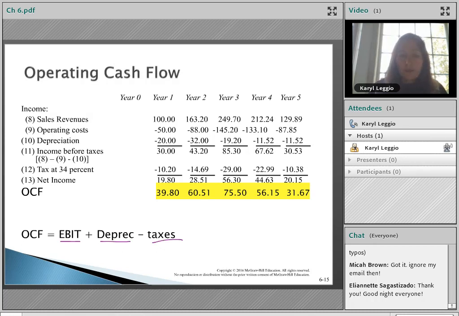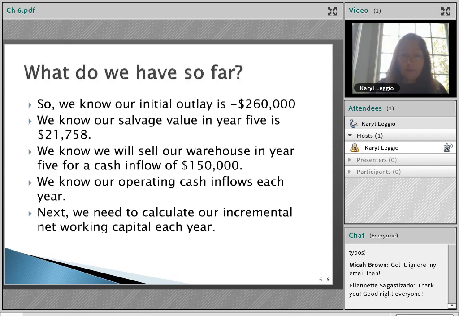So how did I get this 39,080? I took EBIT of 30,000, I added back depreciation of 20,000, and I subtracted out taxes of 10,200 to get to this 39,080 figure. So we have our operating cash flows. Now we're making some pretty good progress on that spreadsheet.